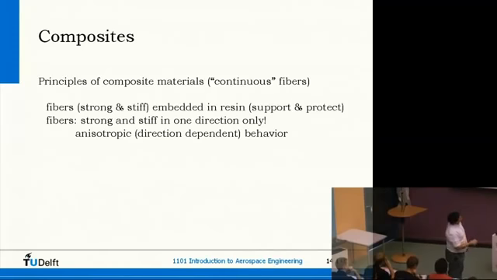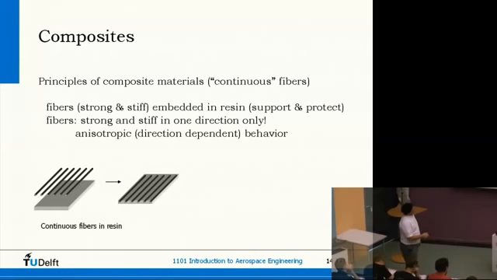The resin is there for supporting, making it possible that you also can have compression forces on composites, and of course also to protect the fibers, so that no moisture or whatever can degrade my fiber. But the strength and the stiffness is provided by the fibers.